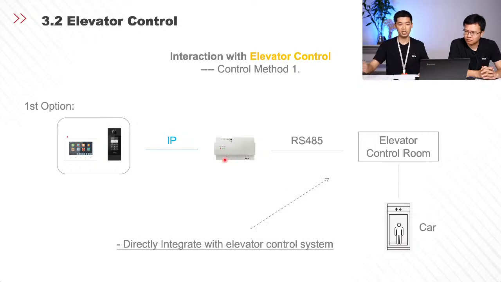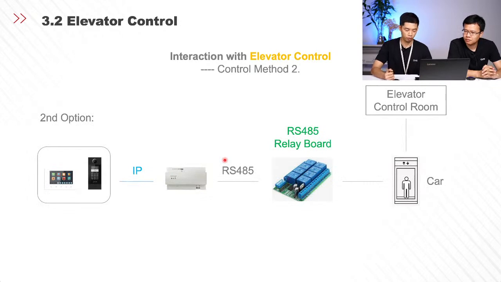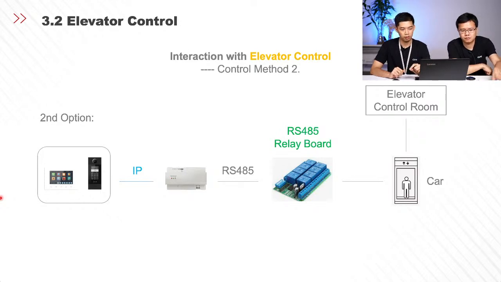The second option is easier for customers to understand. Instead of controlling the brain, we control the elevator car itself directly. We will use an RS-485 relay board. This kind of module is not hard to find on the market, and many of our customers prefer this direction for elevator control. This relay board has RS-485 communication with our IP system, and on the other hand, each of its relays makes a parallel connection to the elevator car directly. It actually controls each of the buttons. You see there are many floor buttons inside the elevator car.